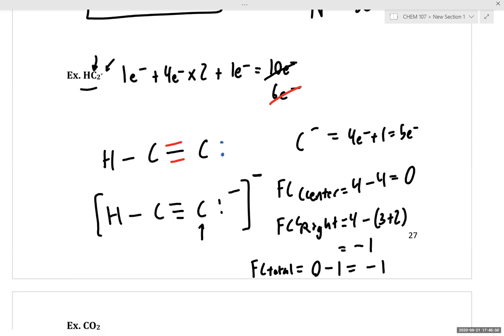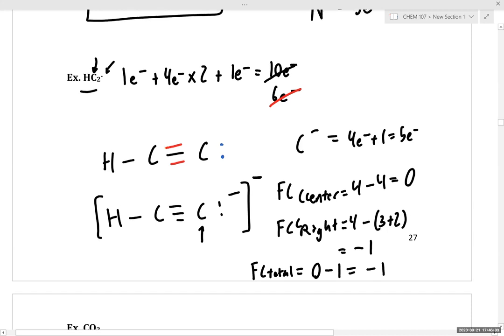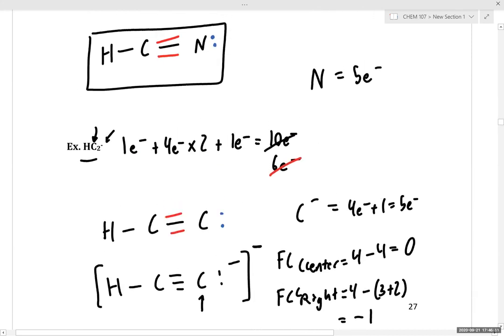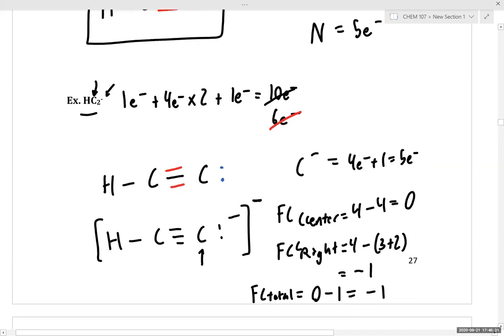Does this example make sense to everyone? Professor, on the problem on the top where we put the 1 electron, 4 electrons times 2, where do you get the other electron, the 1 electron at the end? Because we have a -1 charge for anions, you add electrons equal to the charge. Okay, got it. Does that make sense? Yes. Perfect. Any other questions that I can address?